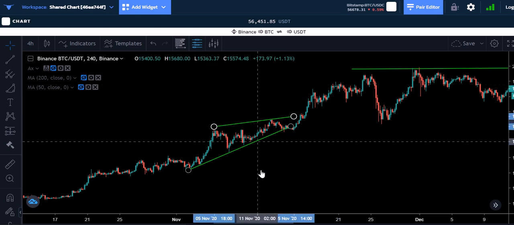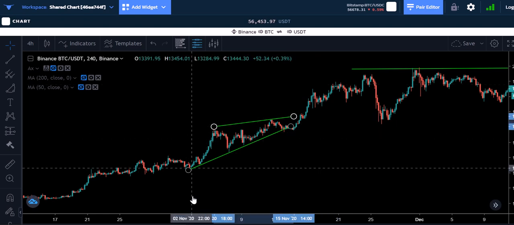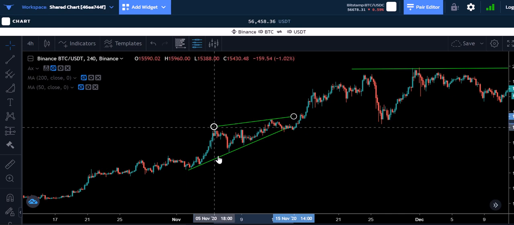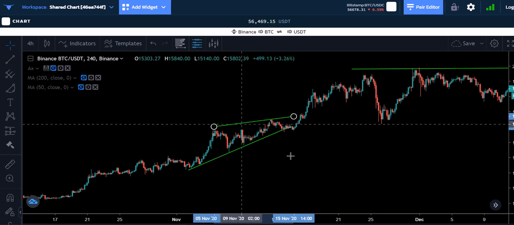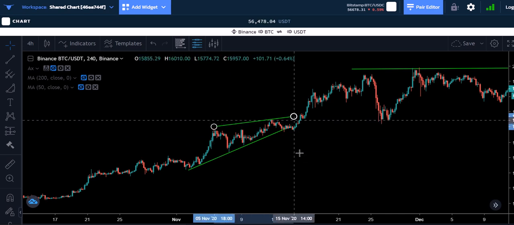So like I said, how long were we inside of this? If you want to count from here is when the account entered, so November 5th all the way through November 15th. So we were in that for 10 days. So that means you have 10 days.